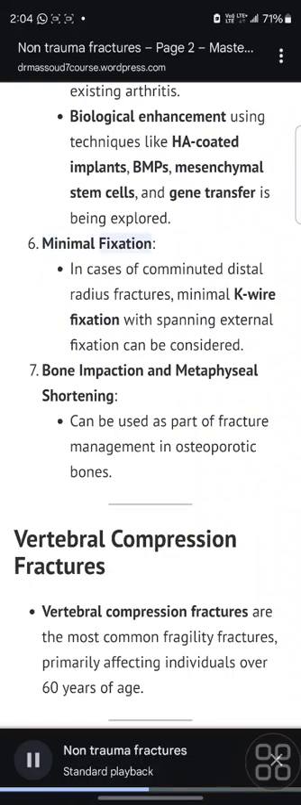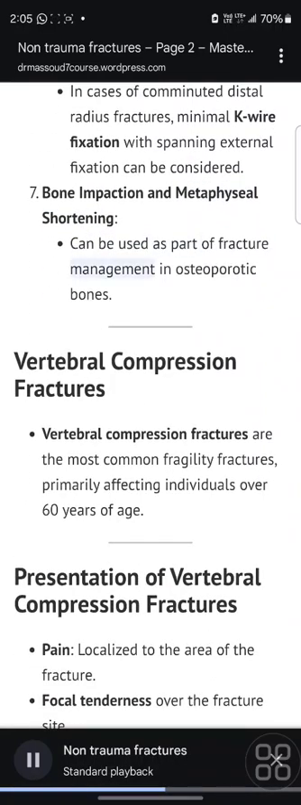6. Minimal fixation. In cases of comminuted distal radius fractures, minimal K-wire fixation with spanning external fixation can be considered. And 7. Bone impaction and metaphyseal shortening can be used as part of fracture management in osteoporotic bones.